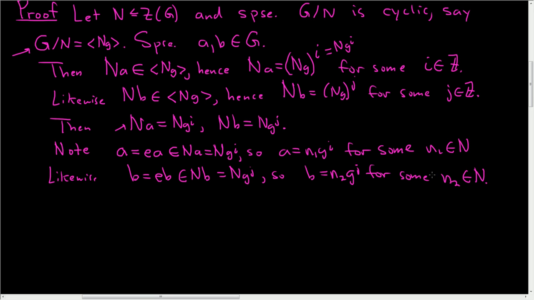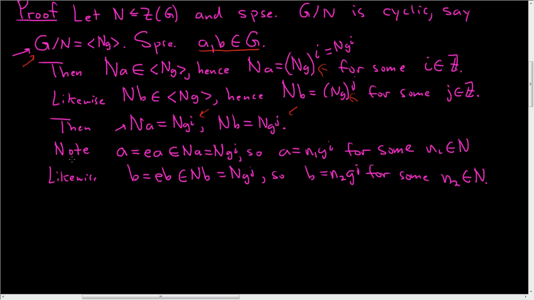Let me switch colors. All right, so to recap, we started with a, b in G, and then we somehow wanted to relate them to the fact that we have a cyclic quotient group. So we took Na, we noticed that that was a coset, so it must reside in the quotient group. And so we wrote Na as a power of Ng, we wrote Nb as a power of Ng, and we rewrote them this way, which I could have done up here, right? Could have done that up here.